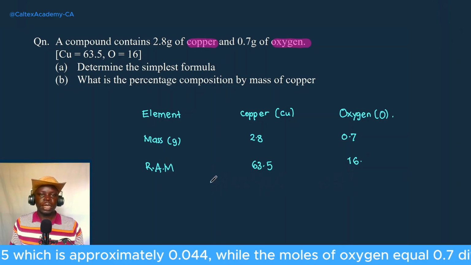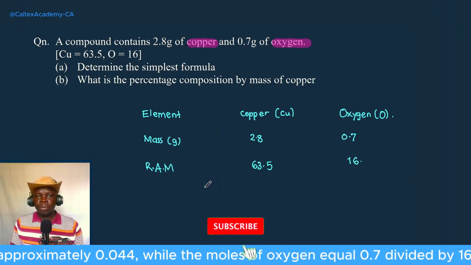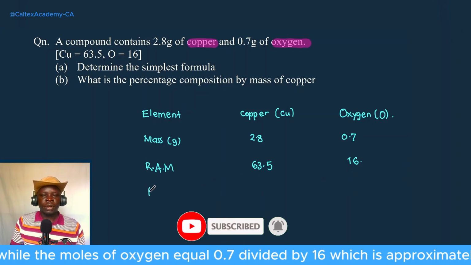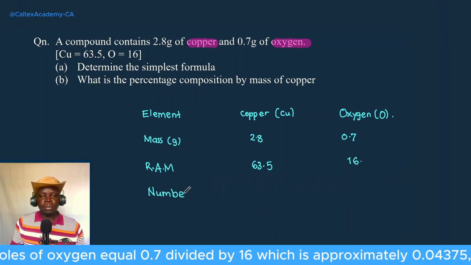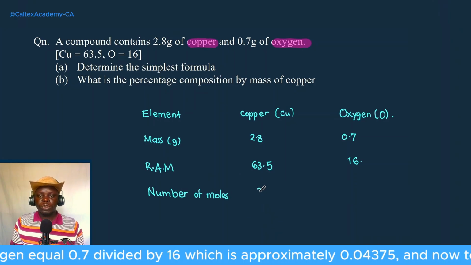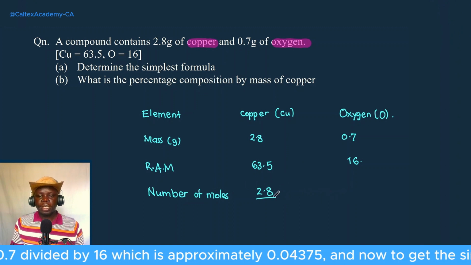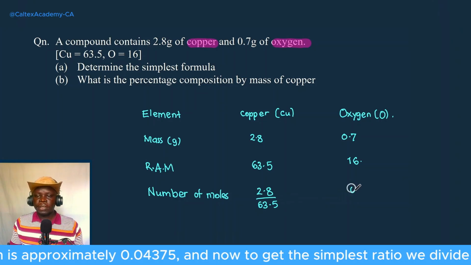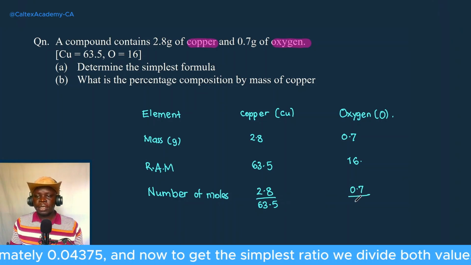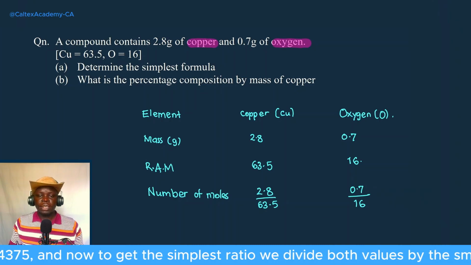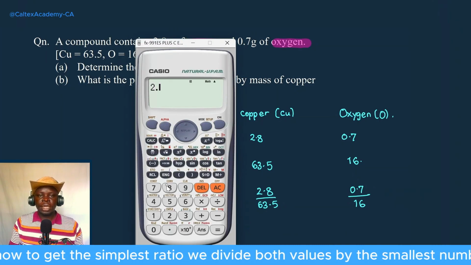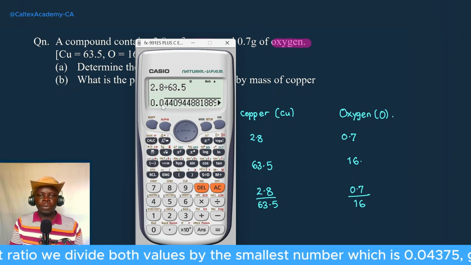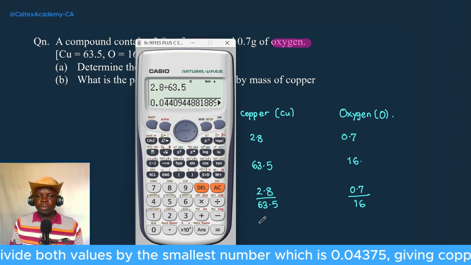So next, we need to get the number of moles. And number of moles is given by the mass over relative atomic mass. We can write here number of moles. Here we have 2.8 divided by 63.5. Number of moles of oxygen is 0.7 divided by 16. So let's get our calculator and input 2.8 divided by 63.5. The result is 0.044 to 3 decimal places.